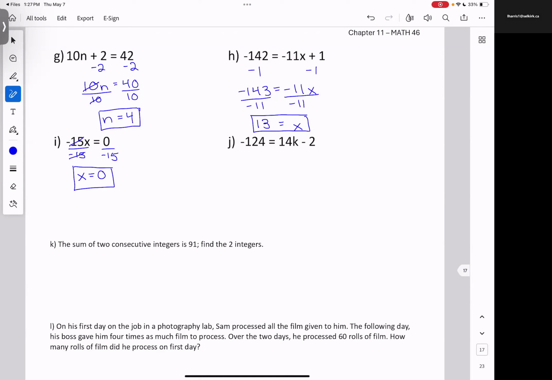And finally, let's do j. So first we're going to add 2 to both sides so that we gather our variables on one side and everything else on the other. That leaves me with negative 122 equals 14k. And now what are we going to do? Well, now we know what 14 k's is. We'd really like to get rid of that 14 though, so we know what a single k is. So we're going to divide both sides by 14.